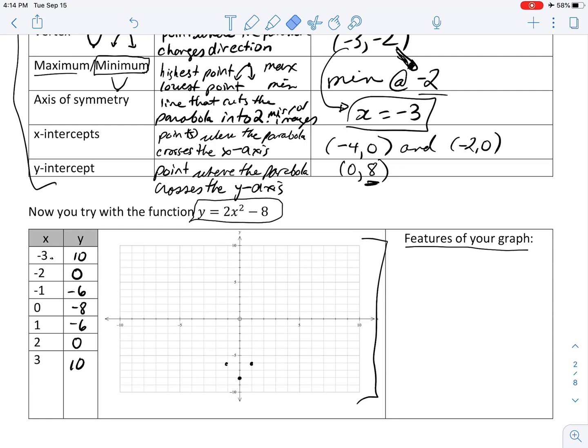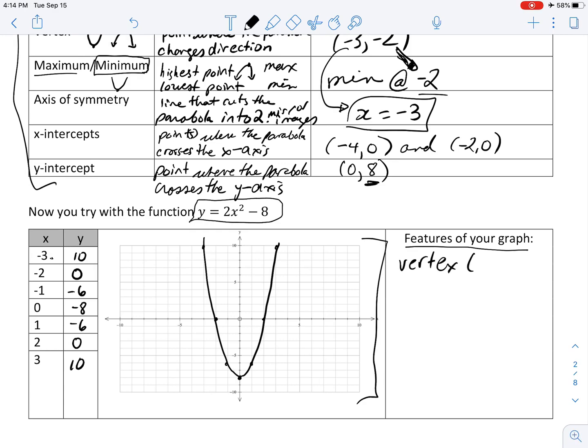Oops, get rid of that point. There we go. And then my x-intercepts are -2 and 2. And then I have the point -3, 10, and over here. So this parabola looks something like that.